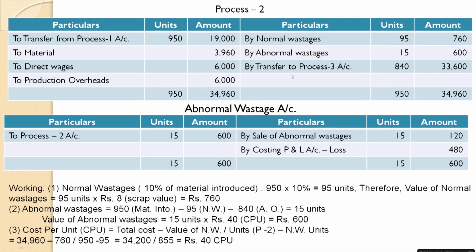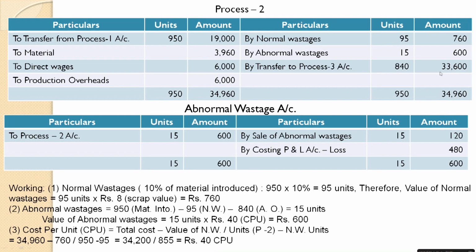Okay. Now, see here in the process 2 account credit side, at the end of this process 2, we find out the value. How can you determine the value? Very simple, actual output is clearly given in the question, that is 840. CPU we already found in the third working, that is rupees 40. So, 840 multiplied by 40 rupees per unit, which comes to 33,600 rupees. So, 33,600 rupees is the value of the amount transferred to the next process, or you can say the finished product of the process 2. So, the transfer to the process 3 account, how many units? 840, and amount is 33,600.